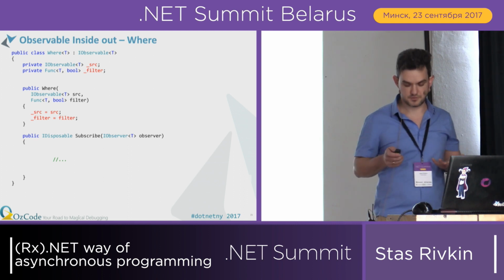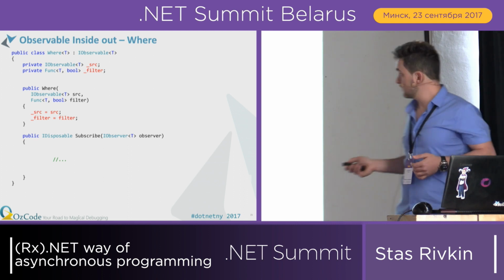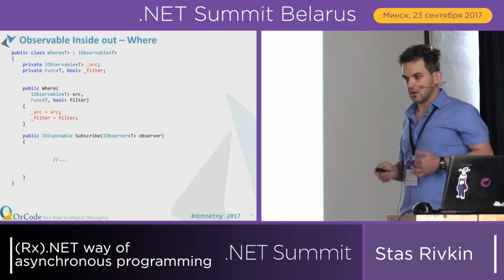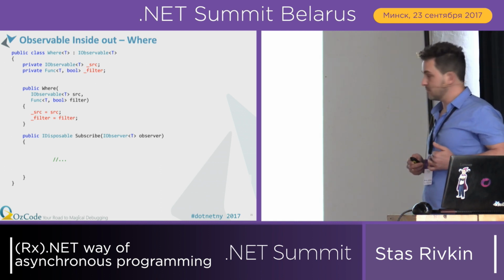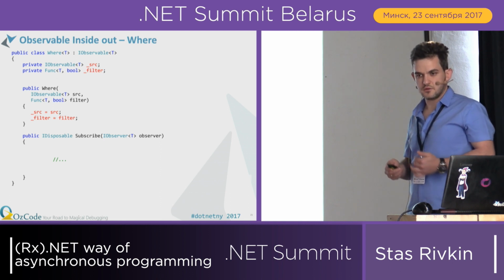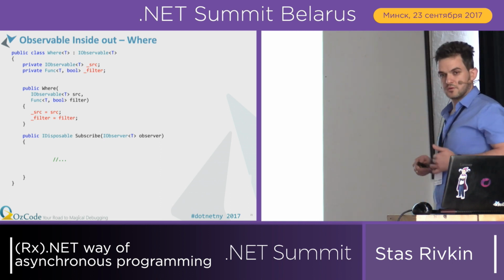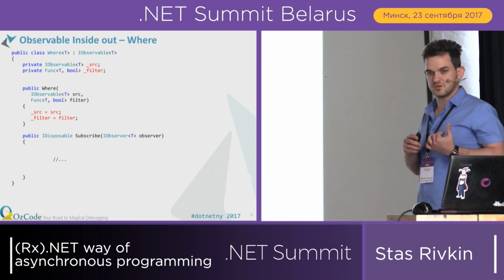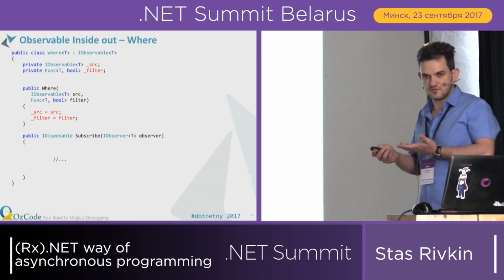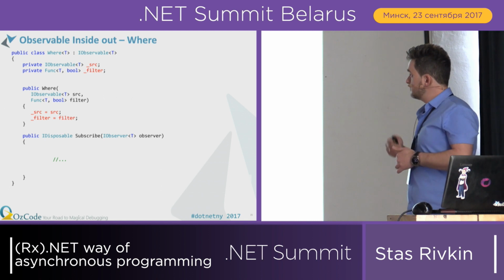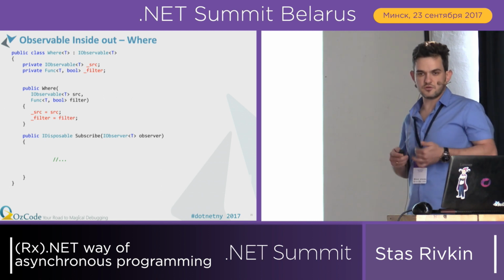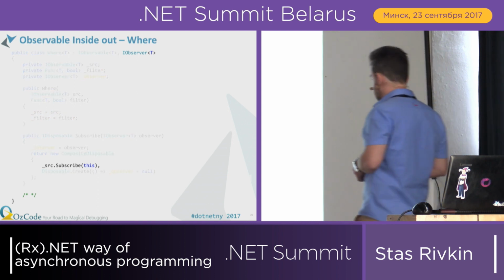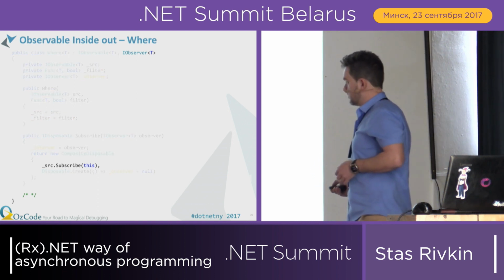So I want to propose something. Why don't we, as a Where, implement the IObserver, and by doing so we could push ourselves as a method parameter into the subscribe method of the previous observable, which is our ToObservable, and by doing so we're going to iterate over its values. And this is where the magic happens.